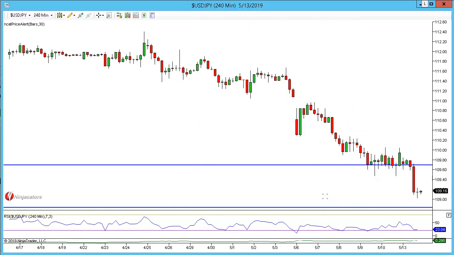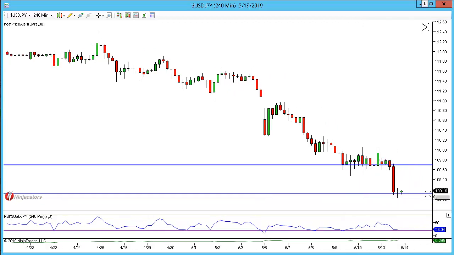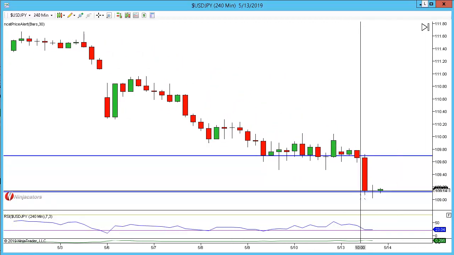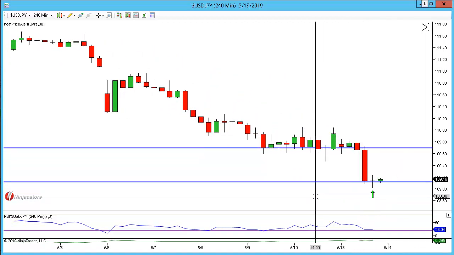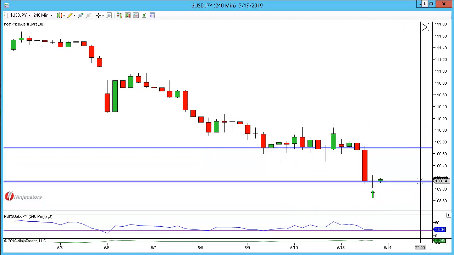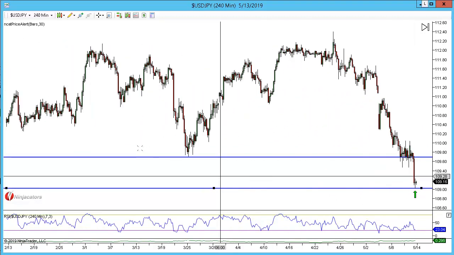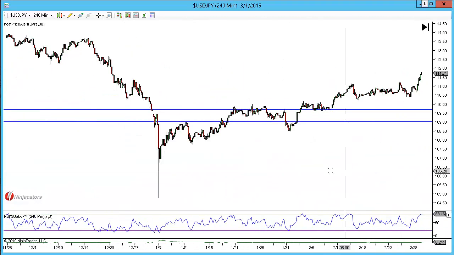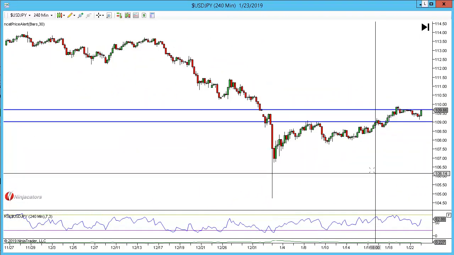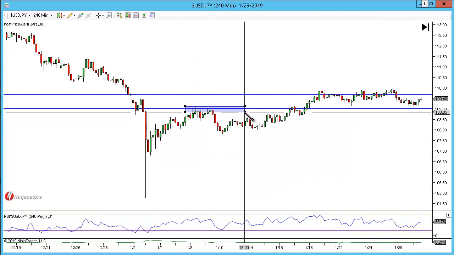On the 240, what I'm noticing is that price has actually put in a doji. We'll zoom in here. We put in a doji and we've come down to retest the 109 flat psychological number. So if I just look left for any structure, the only structure we have is this here, right here.